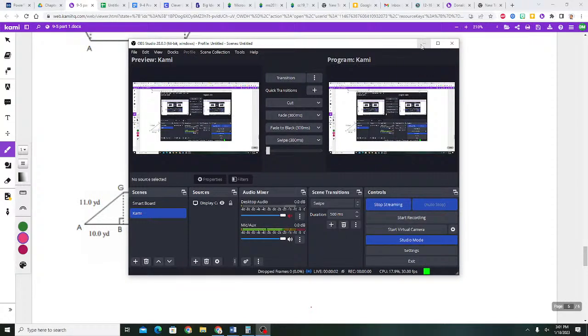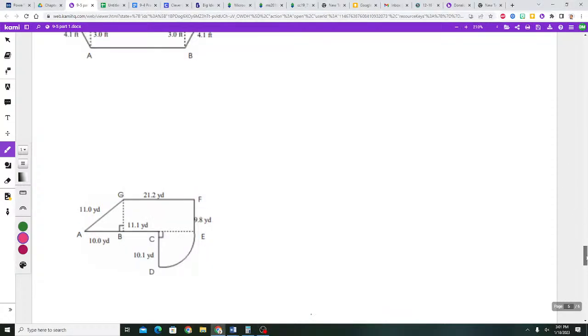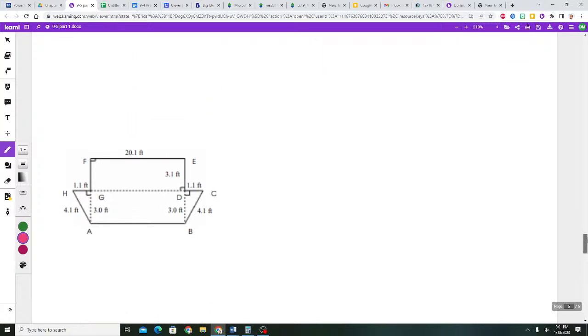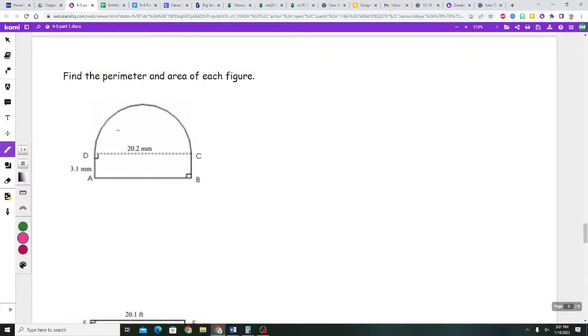All right, so this will be page 3 and maybe page 4 as well. We'll see. So find the perimeter and area of each figure. So let's start off with perimeter.